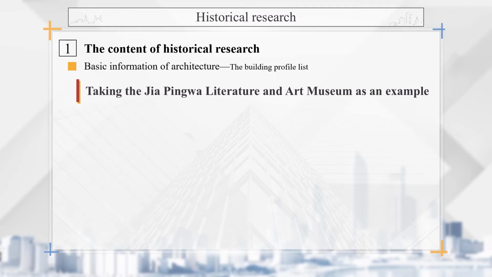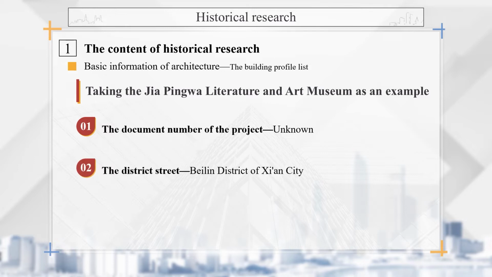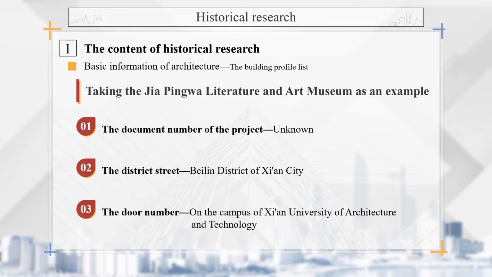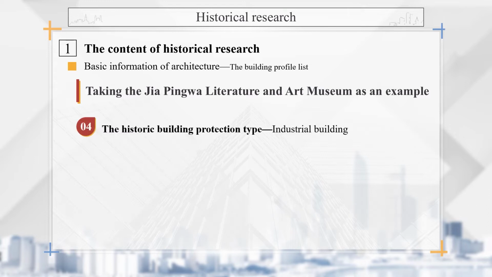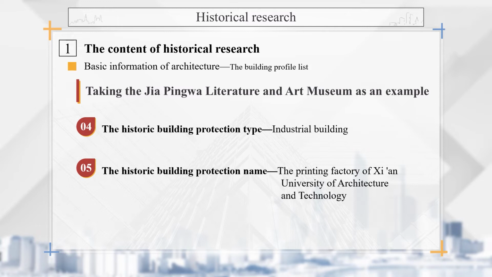Taking the Jiapingwa Literature and Art Museum as an example, the number is unknown, the district is Beilin district of Xi'an City. The door number is on the campus of Xi'an University of Architecture and Technology. The type is the industrial building. Then the name of the building is the printing factory of Xi'an University of Architecture and Technology. This is the basic overview of the historical building to be renovated.